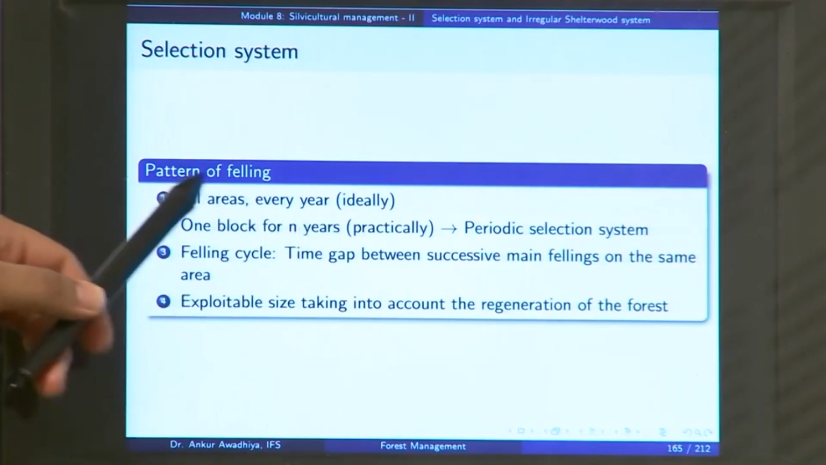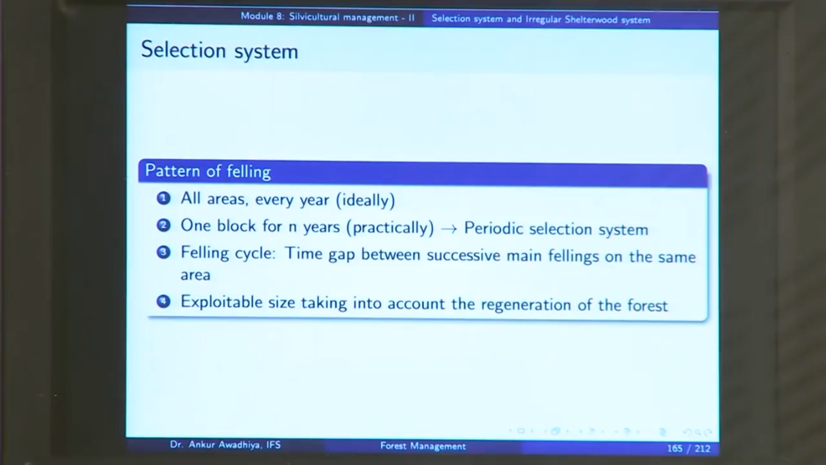Ideally, in all areas, every year you should go and do the felling. So every year you are visiting the whole of the forest and selecting those trees that are above your selection DBH or above your selection girth, enumerating them, marking a few of them and removing them. So, that is the ideal case.